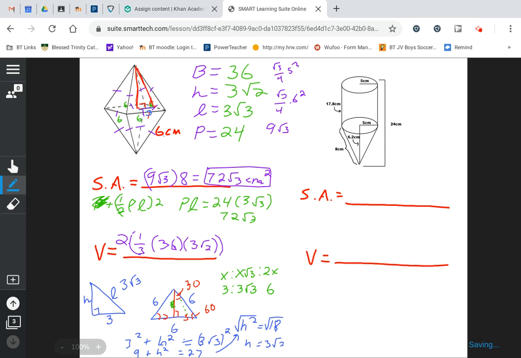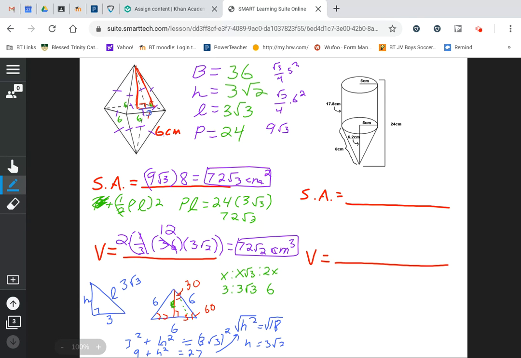All right, so here's what we're going to do. Let's start simplifying things. 1/3 and 36, that's 12. So now it's 2 times 12 times 3. Well, 3 times 12 is 36 times 2 is 72. So this ends up being 72 root 2. And then that's going to be centimeters cubed. Just a weird coincidence that the 72 is the same.